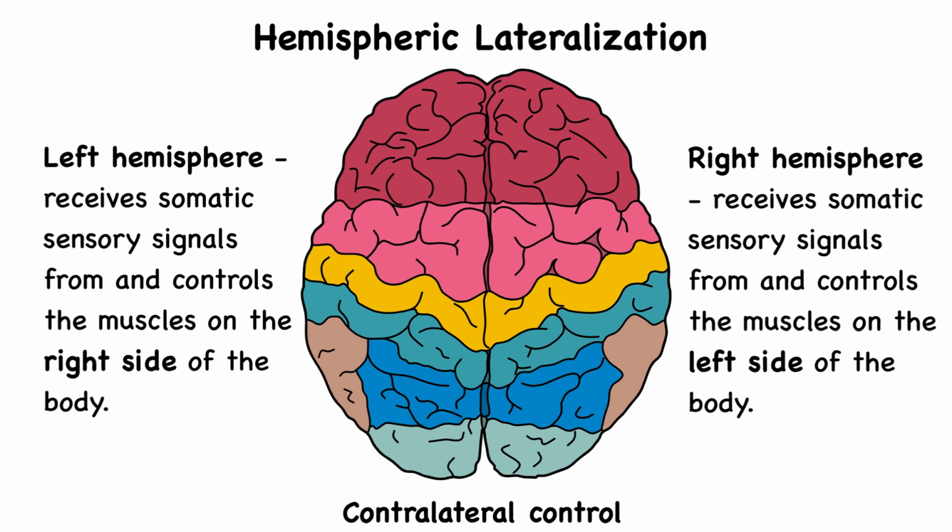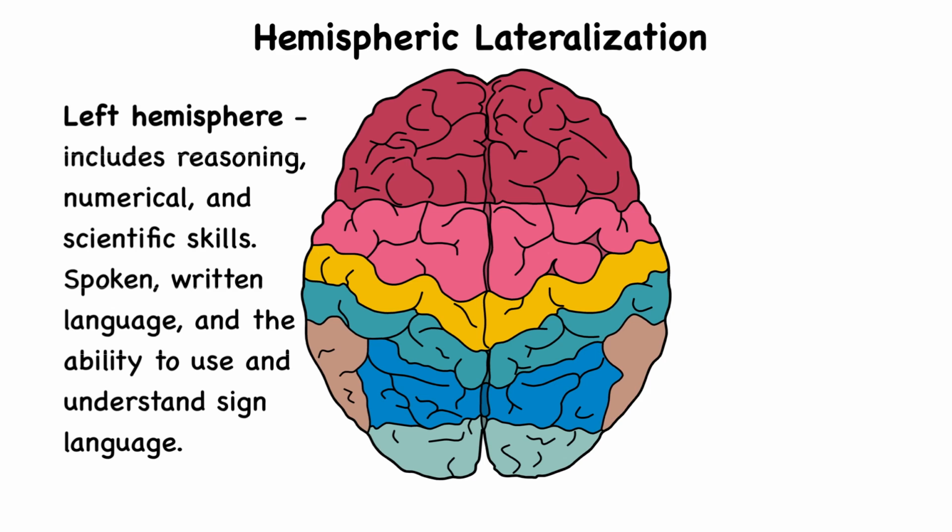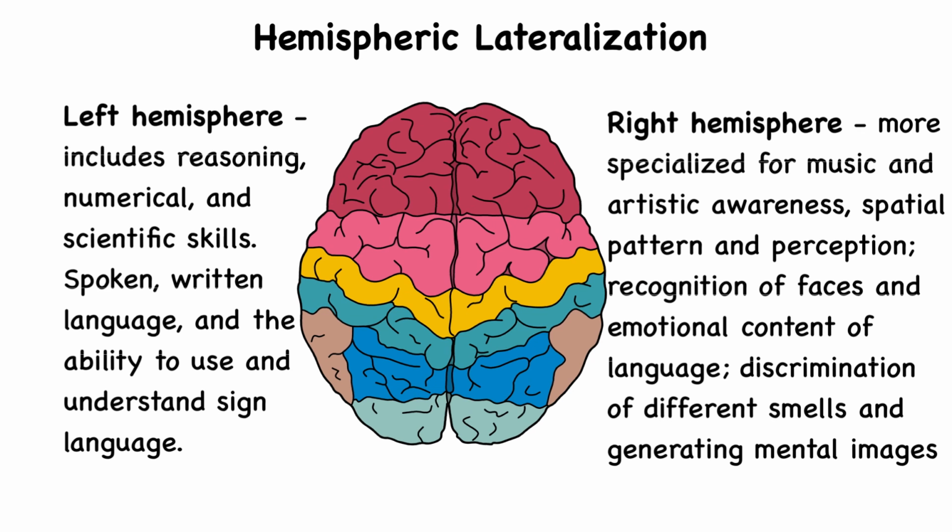The left hemisphere includes reasoning, numerical, and scientific skills, spoken, written language, and the ability to use and understand sign language, while the right hemisphere is more specialized for music and artistic awareness, spatial pattern and perception, recognition of faces and emotional content of language, discrimination of different smells, and generating mental images of sounds, sight, touch, taste, and smell to compare relationships among them.